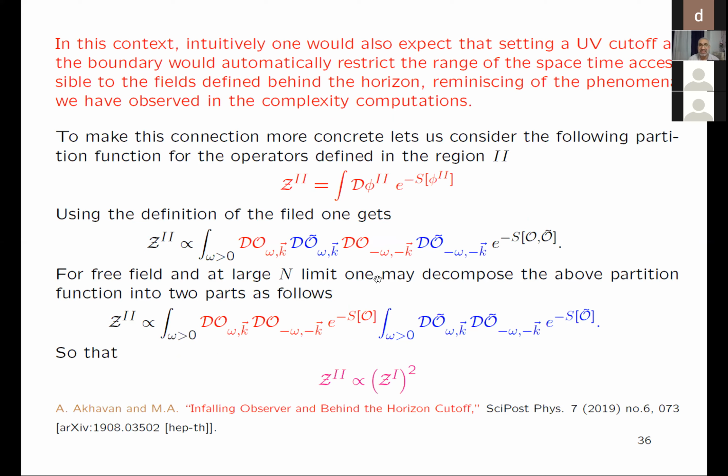Of course, this S is different from this S. Remember that the action is different, but we get such a decomposition here, which means that the partition function of region 2 is given by the partition function of region 1 times the partition function of region 3. Since I am assuming in this case that region 1 and region 3 are identical, the partition function of region 2 is proportional to the partition function of region 1 squared.